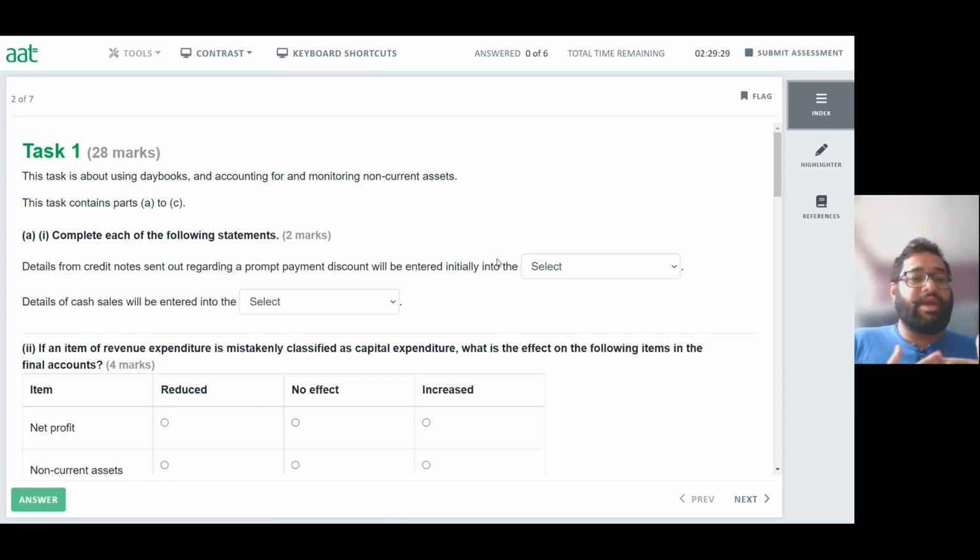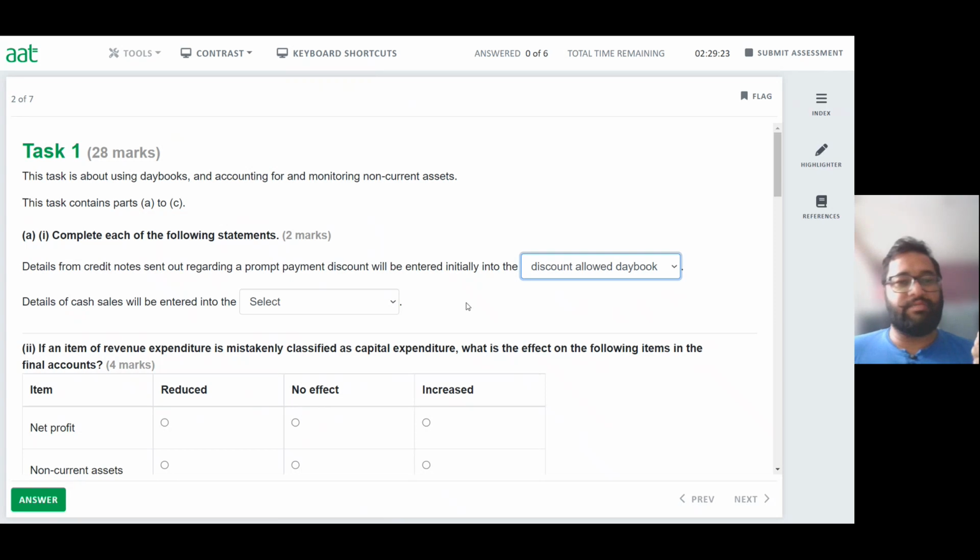So a credit note sent out to my customers will be recorded in the discount allowed daybook, because this is something I'm going to send out from my end. Therefore, we are allowing that discount. If you receive a discount, meaning we receive a credit note from my suppliers for a prompt payment discount I have enjoyed, that'll be in discount received. So here, the answer will be discount allowed.